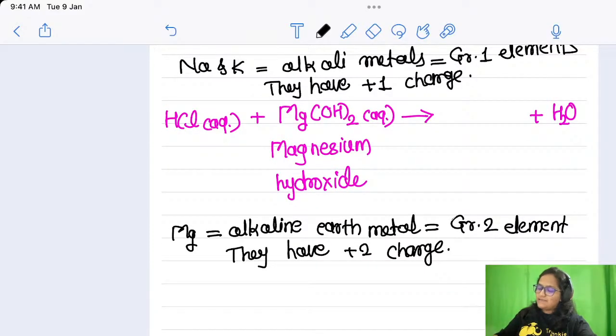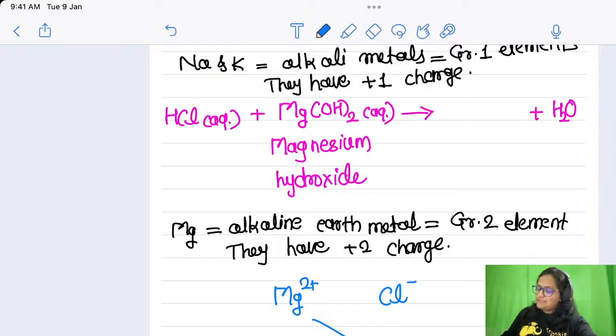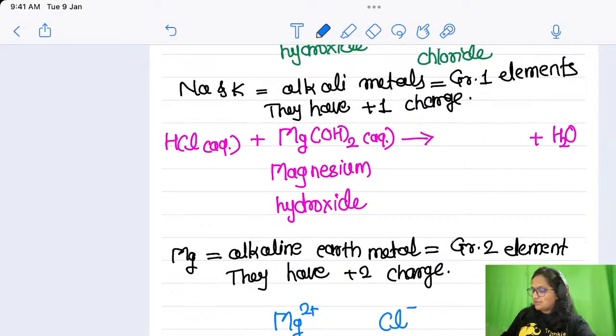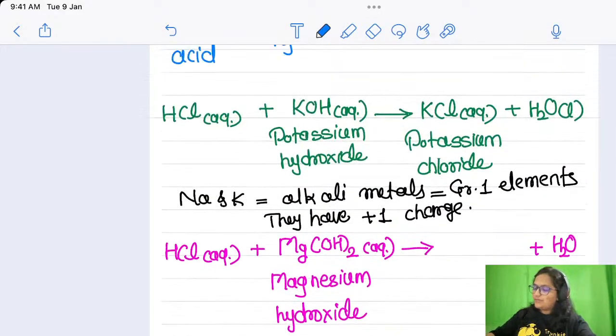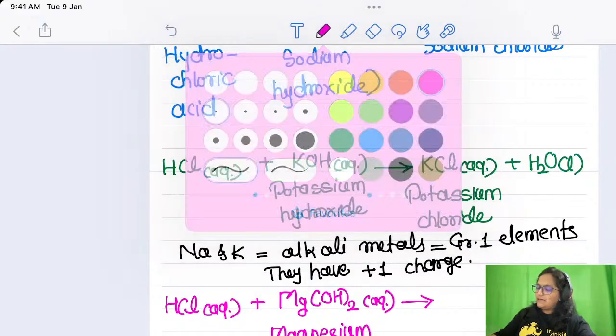Therefore, let us see how to form the molecule by using Mg, which has plus 2 charge, and Cl, which has minus 1 charge. To neutralize the charges, the molecule as a whole should be electrically neutral. So you multiply this by 1 and this by 2. Therefore, what will be the formula? Mg multiplied by 1, Cl multiplied by 2. MgCl2 will be the formula.